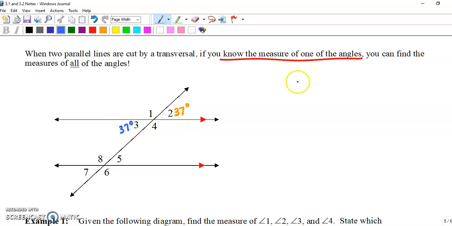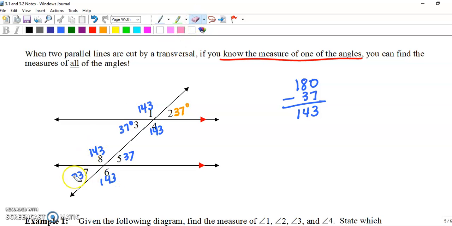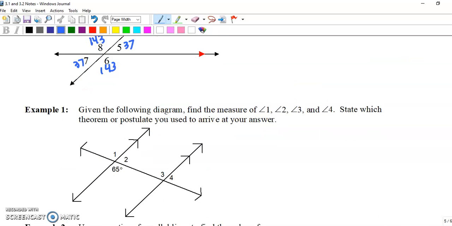How would I find 1 and 4? I need to do 180 minus 37, which would be 143. So these two are 143s. Then what I know is down here with 5, 6, 7, 8, they're exactly the same as those. 143 and 37. Okay? Let's just rewrite all of them.